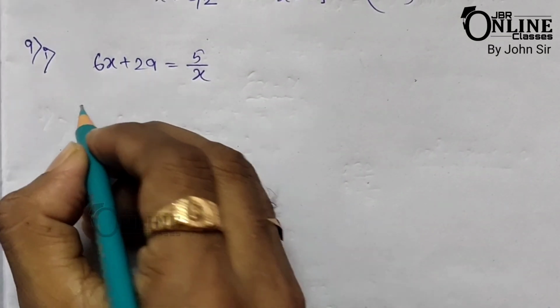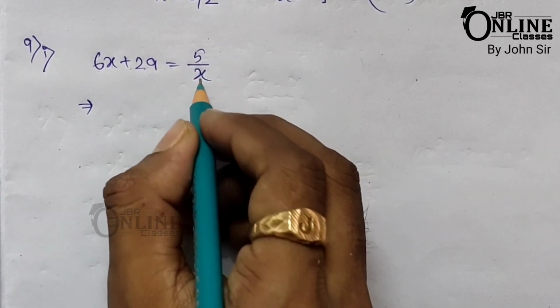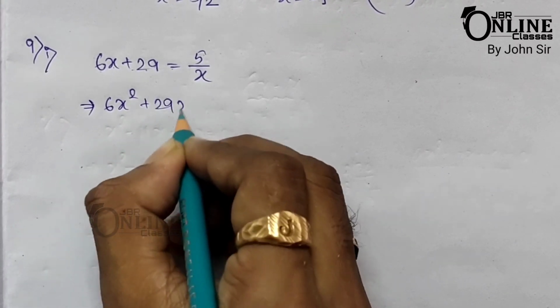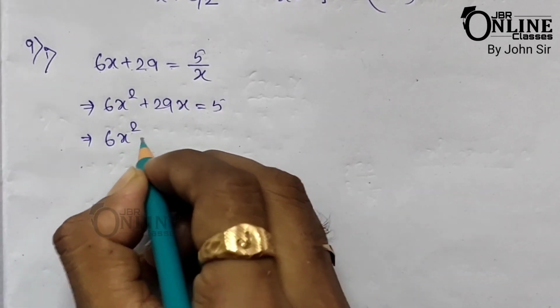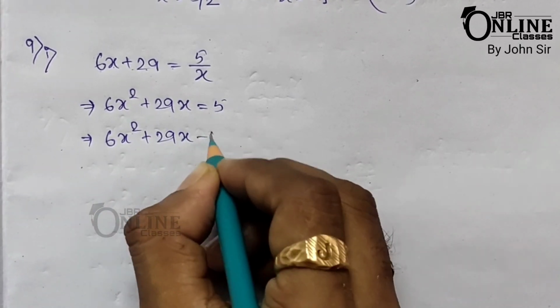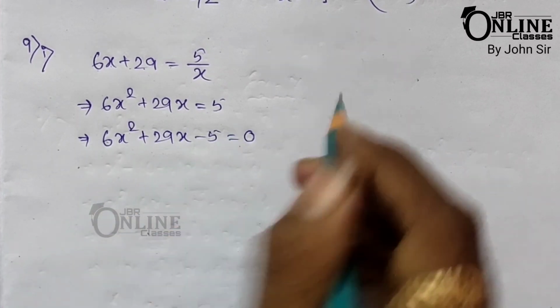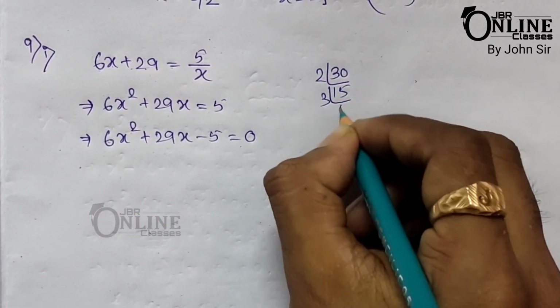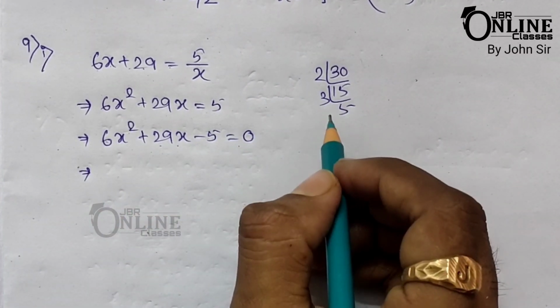Sum number 9-1. So in sum number 9-1, 6x + 29 = 5/x. First you have to multiply x with this one. So 6x² + 29x = 5. So write down 6x² + 29x − 5 = 0. So next thing you have to multiply 6 into 5, that becomes 30. Now you have to make 29 with the help of this one.